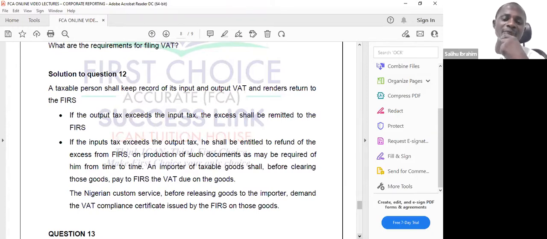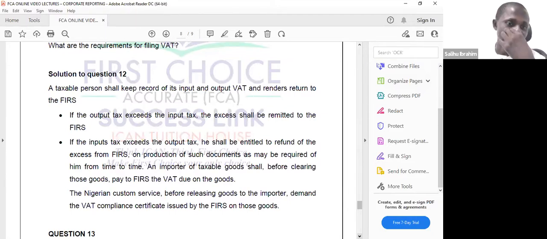If you are an importer, before you clear your goods, you have to pay VAT on it. VAT will have been charged by the customs authority before they release your product to you. Before you collect your product, you need to collect a clearance called a VAT compliance certificate, that you take to the port and present to them before you can claim your product.